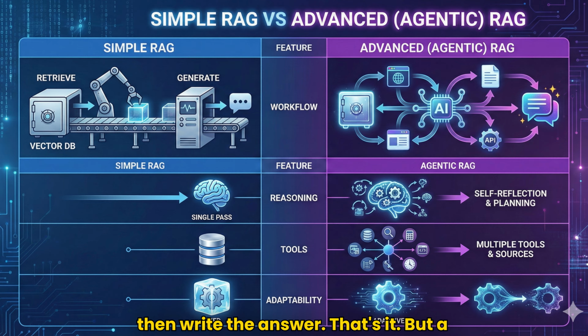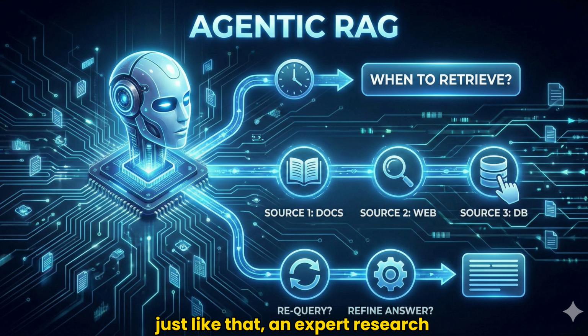That's it. But agentic RAG, it's way more dynamic. It can plan out a multi-step process. It can pause and reflect on whether it's on the right track. It can even use multiple different tools and data sources. We're talking about the difference between a basic calculator and a skilled human research assistant. Yeah, think of it just like that, an expert research assistant.